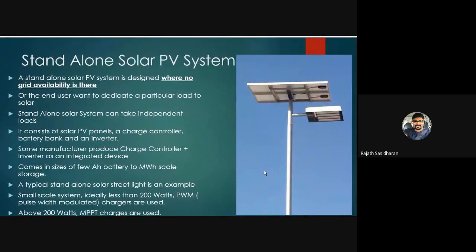The small systems here use PWM, the pulse width modulated charge controllers, if your design system is less than 200 watts. But for anything above 200 watts, you may consider an MPPT charge controller, because it's much more efficient in that case.